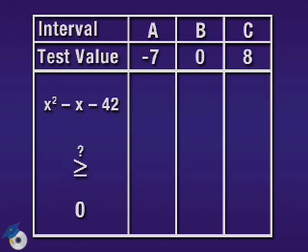If I do that, I'll have 49 plus 7 minus 42, which will give me 14 greater than or equal to 0. We know that 14 is indeed bigger than or equal to 0, so that is true. So the answer to the question is yes. X squared minus x minus 42 is greater than or equal to 0 in interval A.